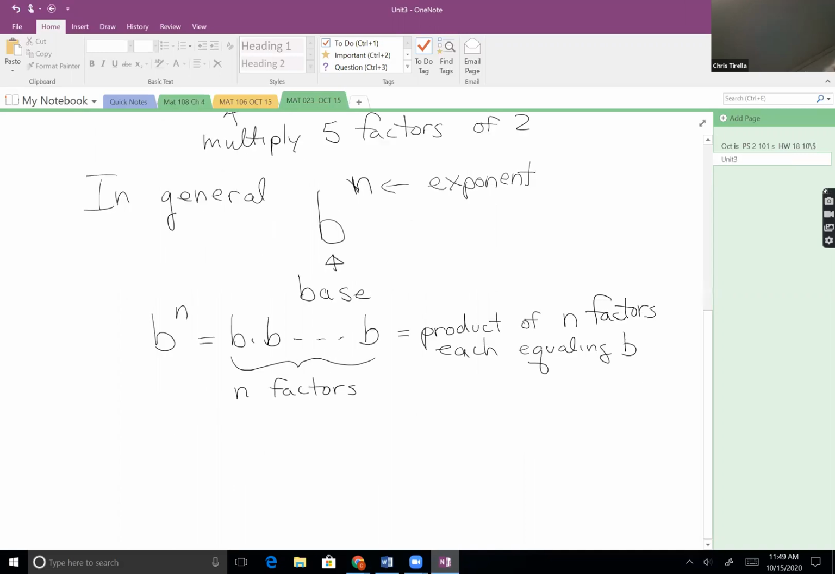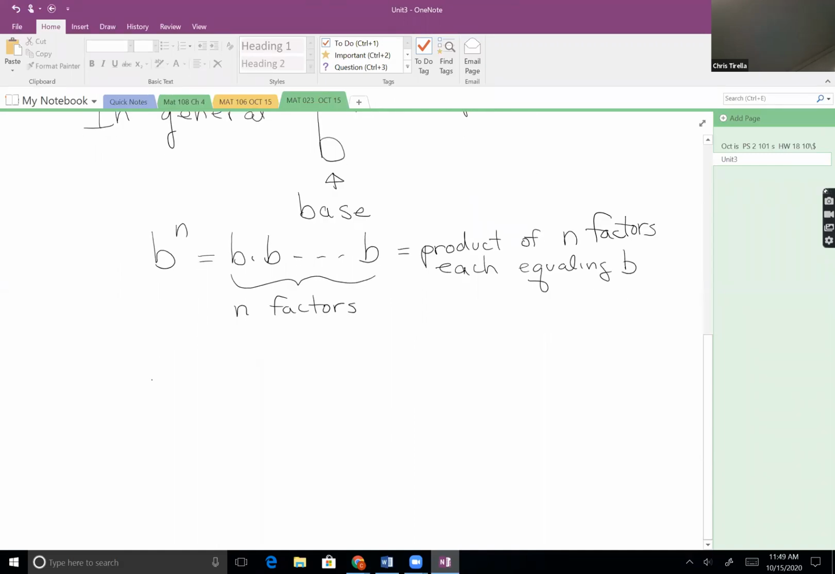And so let's find 3 to the 4th. 3 to the 4th would mean that I have 4 factors of 3. And when you multiply that out, what do you get? Is anybody multiplying for me? Is anybody getting 81?